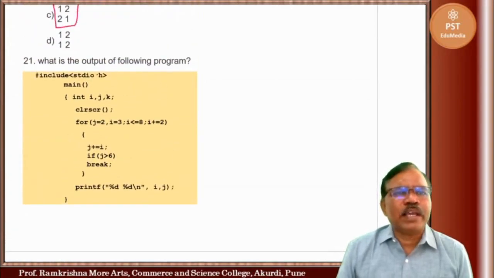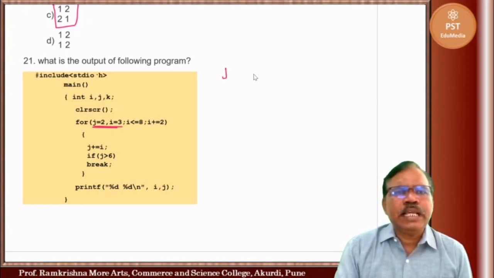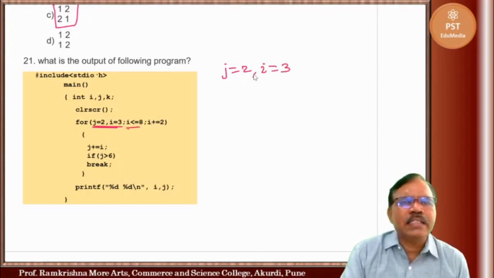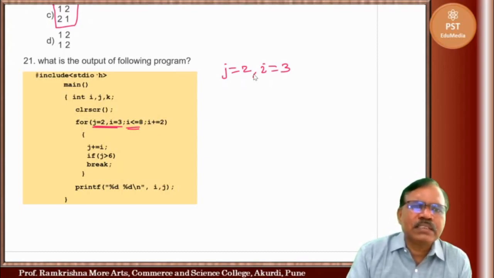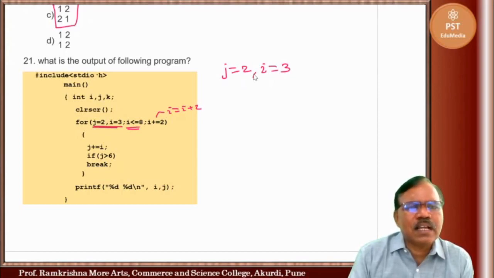Now next one. What is the output of the following program? Include main, int i j k, clear screen, in the for loop, j equal to 2, i equal to 3. You can have 2 statements, 3 statements in expression 1. So j equal to 2, i equal to 3, this is the starting one. i less than or equal to 8, and i plus equal to, means i equal to i plus 2. Then in the for loop, j plus equal i. If j greater than 6, break.